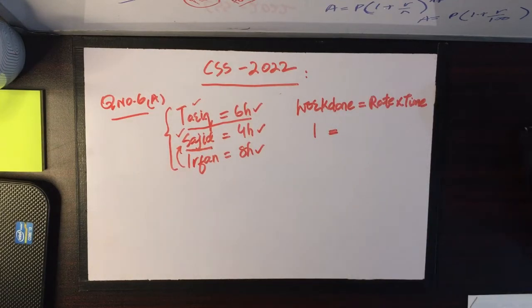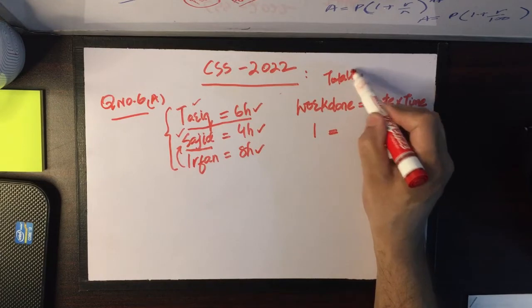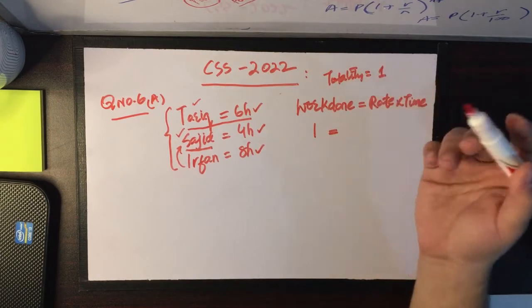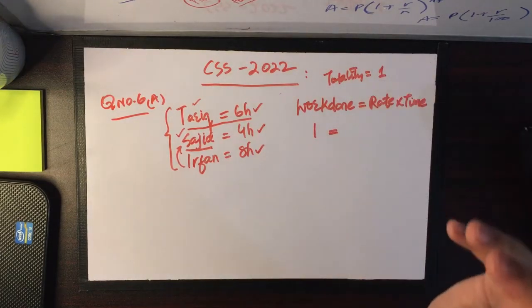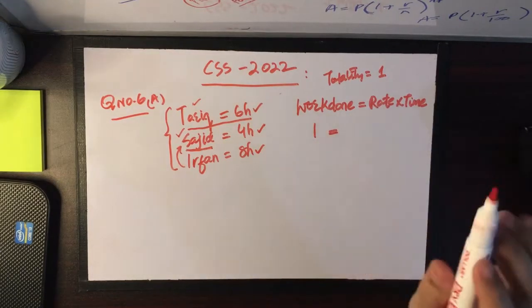It's mostly 1, because the totality of work done is 1. Similarly, the totality or the whole of a fraction is 1. In the same manner, the totality of a percentage is always 100. So work done is always 1.